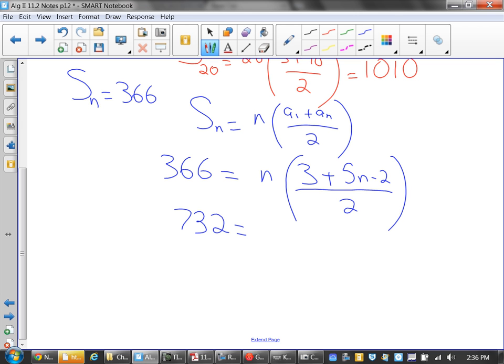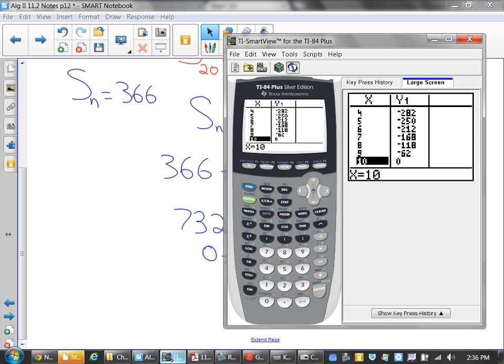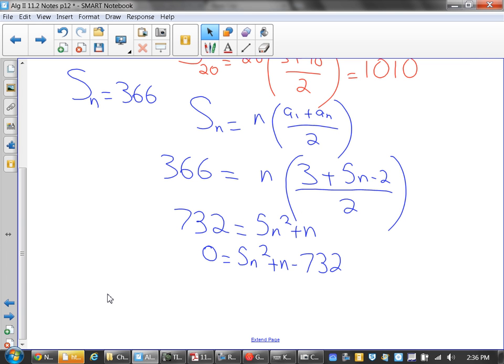Did you guys agree that it's 5n plus 1? Yes. Distribute out the n, you get 5n squared plus n. Set it equal to 0. And then what are you going to do? Use your calculator, see what you guys come up with.